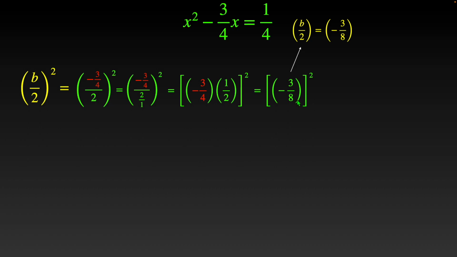Negative 3 over 8 squared means negative 3 over 8 times negative 3 over 8. And now to simplify this, we'll take 3, multiply by 3, 8 times 8, negative times negative is positive. So we get 9 over 64, positive 9 over 64. 3 times 3 is 9. 8 times 8 is 64. Negative times negative is positive. Now, what do we do with that 9 over 64?